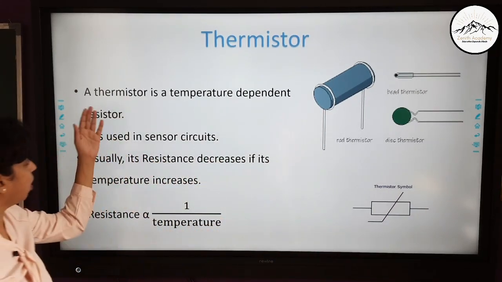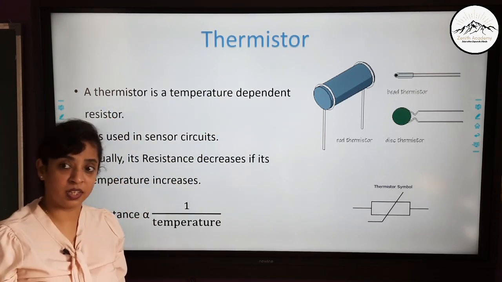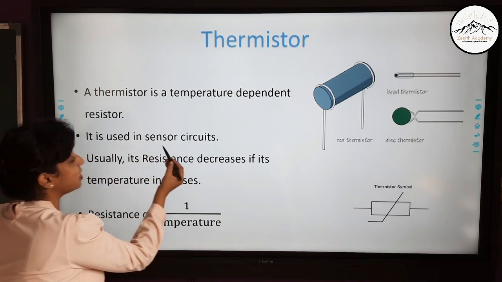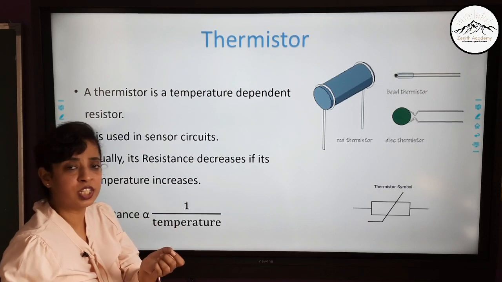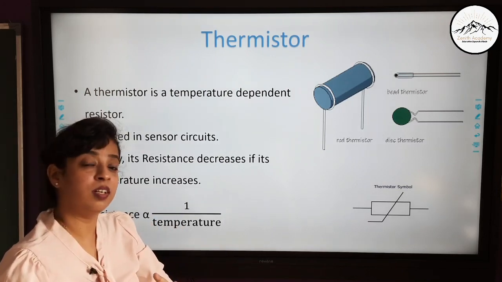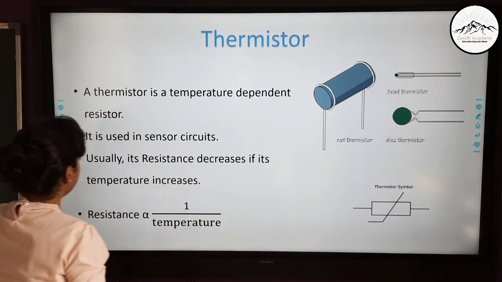So a thermistor is a temperature dependent resistor. It is a resistor, but it is dependent on temperature. It is used in sensor circuits. It can sense a very small change in temperature, because a very small change in temperature changes the resistance drastically. That is why it is used in sensor circuits.